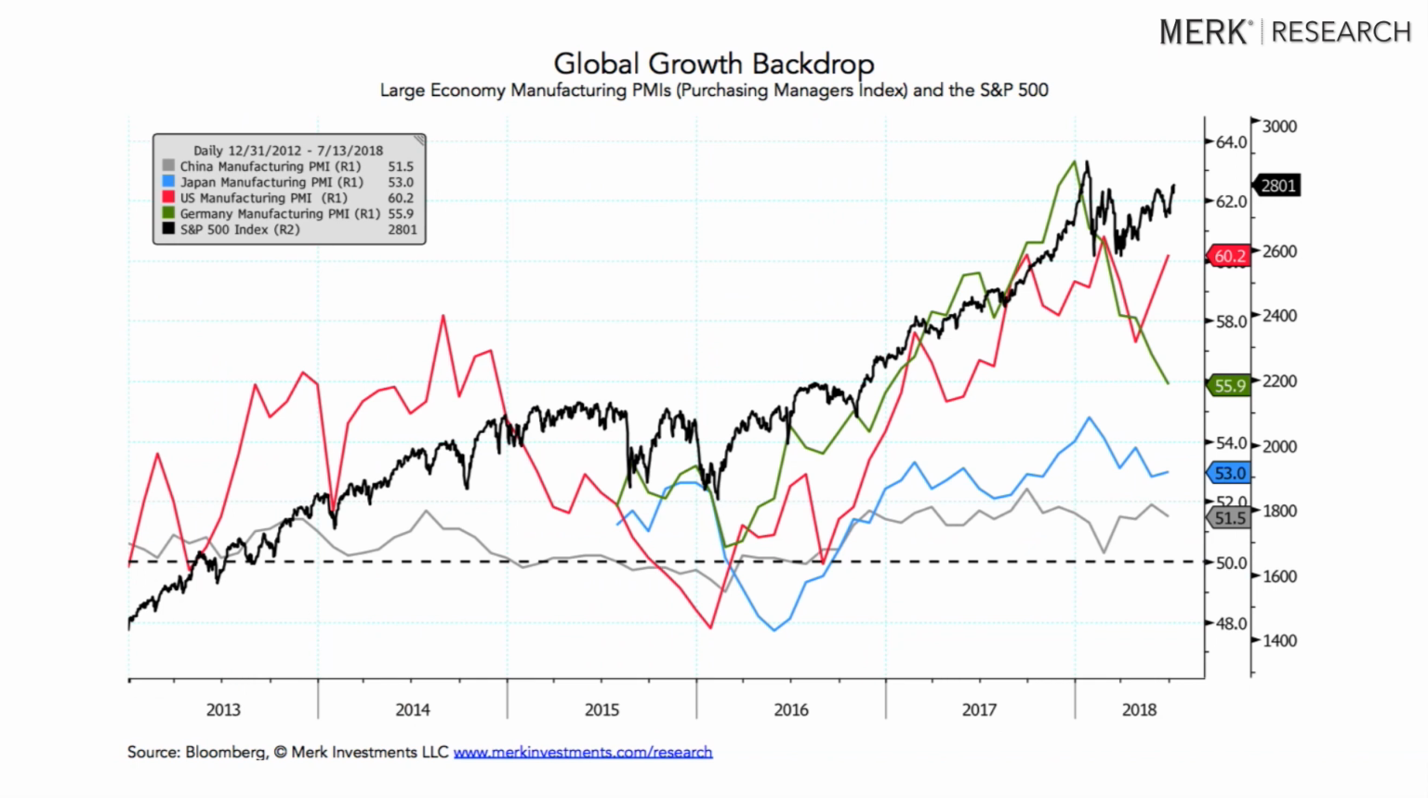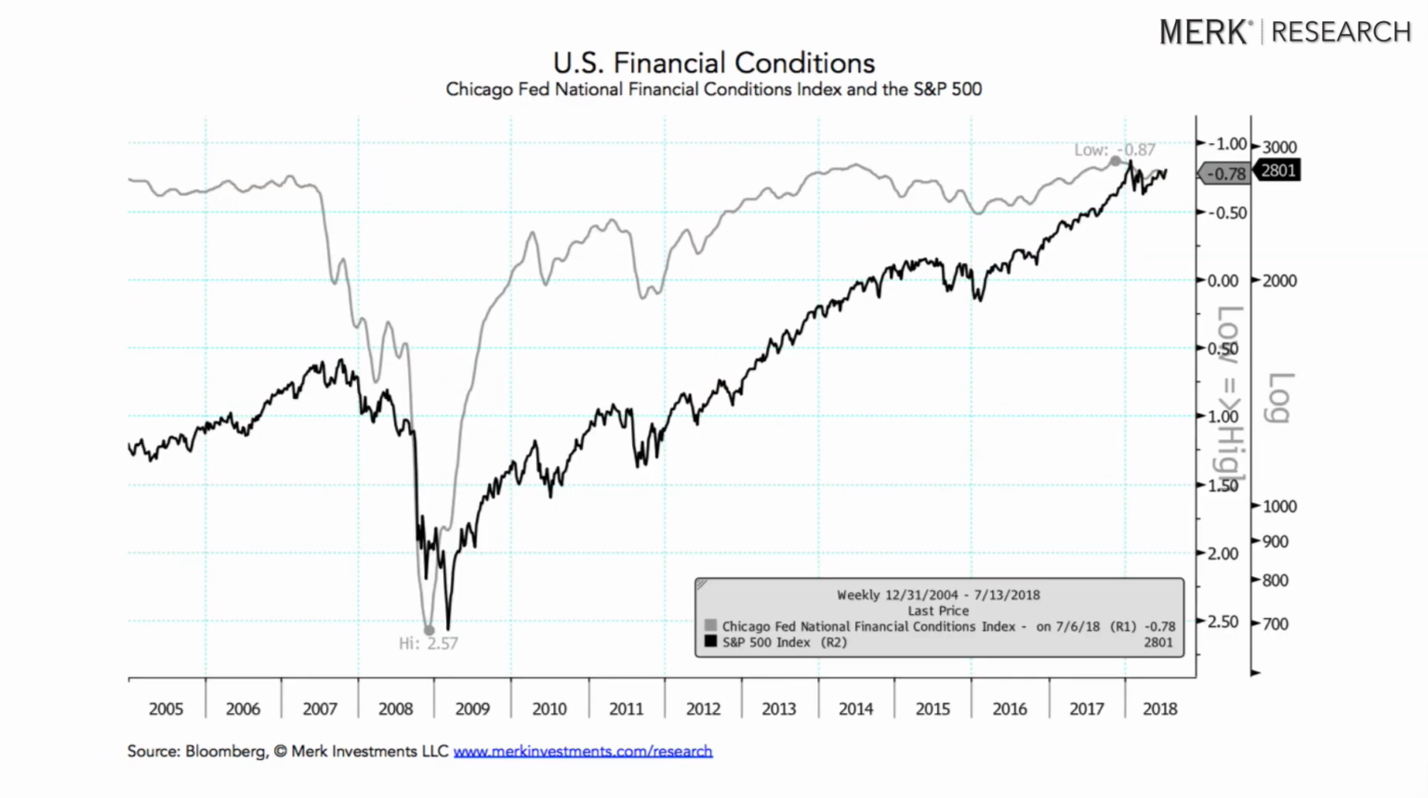Then the global growth backdrop. So we've had global manufacturing PMIs kind of trending sideways, but still above 50. Then on U.S. financial conditions, so financial conditions tightening a little bit here, a little bit tighter than last month's report, and the key threshold that I'm looking for here is to see this gray line cross below this negative 0.50 line.